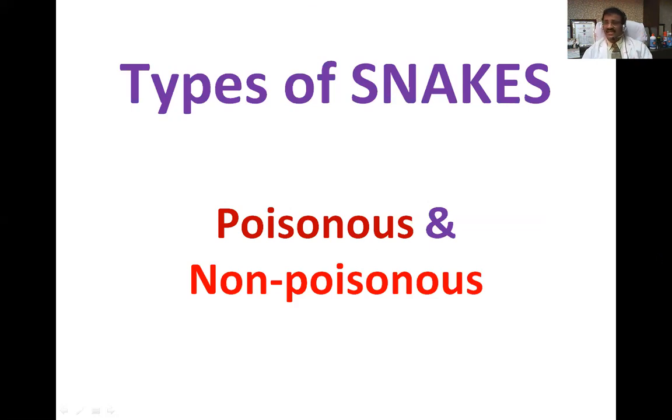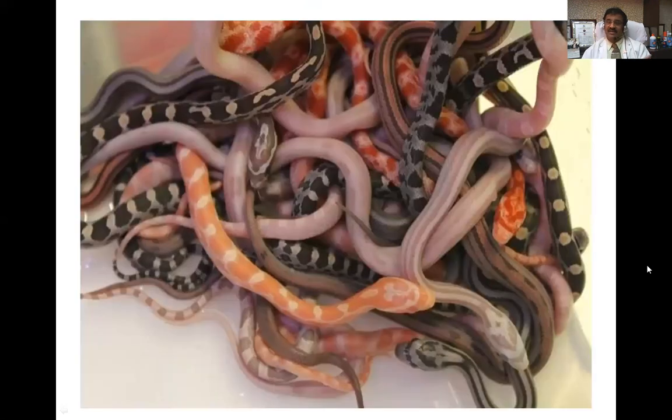There are basically two types of snakes, poisonous snakes and non-poisonous snakes. Though non-poisonous snakes are not part of today's study of toxicology, we have to learn their basic characteristics in order to differentiate them from the poisonous snakes. There are a lot of snakes seen in this image, but we cannot say which one is poisonous and which one is not unless we study the basic characteristics.